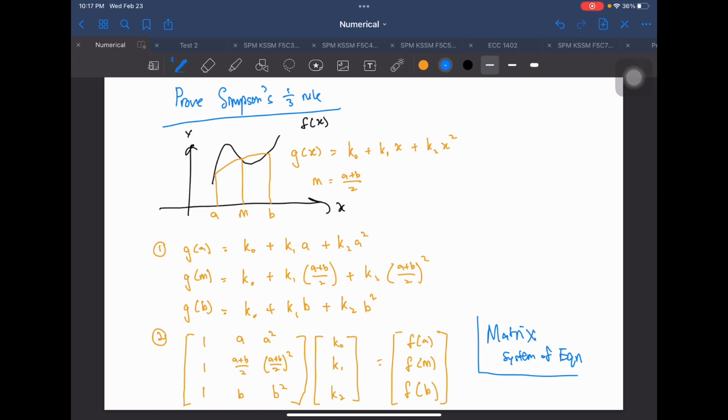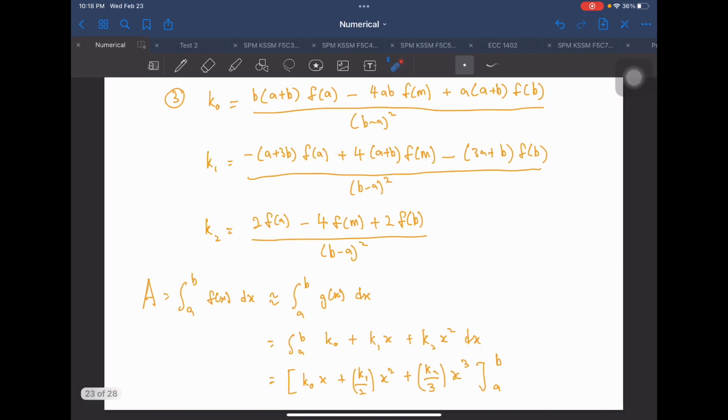If you don't know this, I might do one video about it. But just keep in mind that this is solving a system of equations using a matrix. If you got this, move on to the third point. You solve this system of equations, and we get k0, k1, and k2 in this form. If you simplify the matrix, you get k0, k1, and k2. What is the next step? You find the approximate area under the curve using an integration.